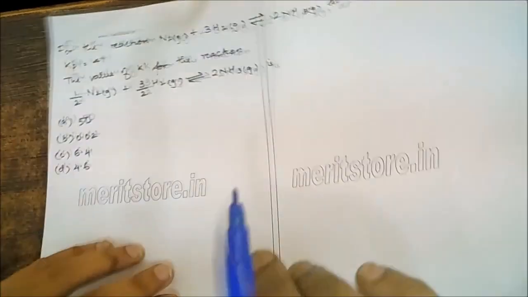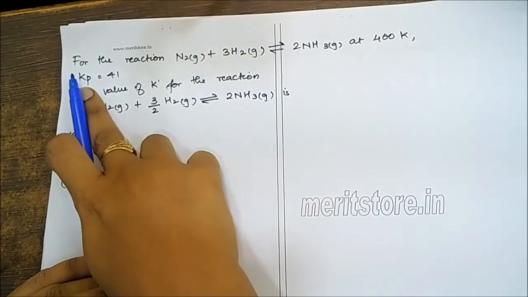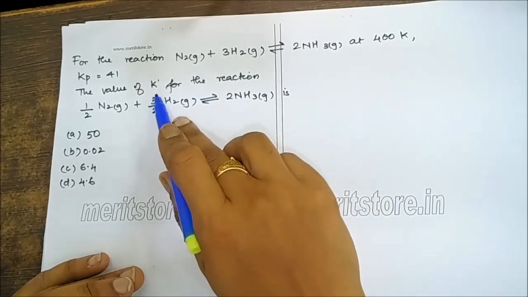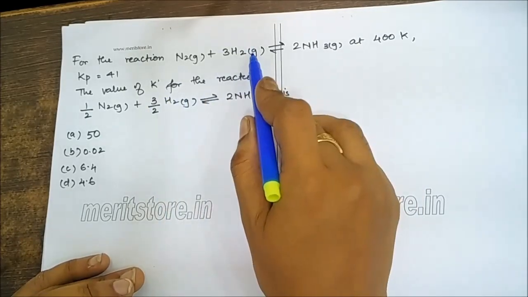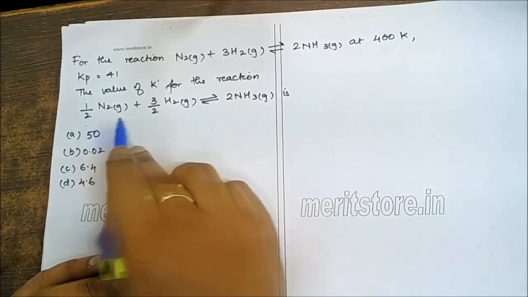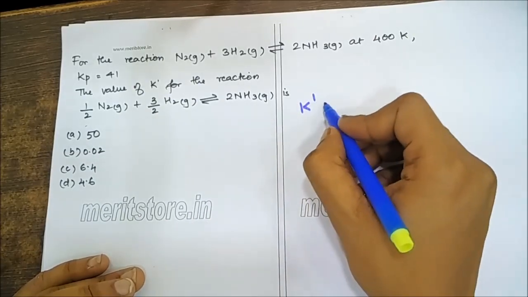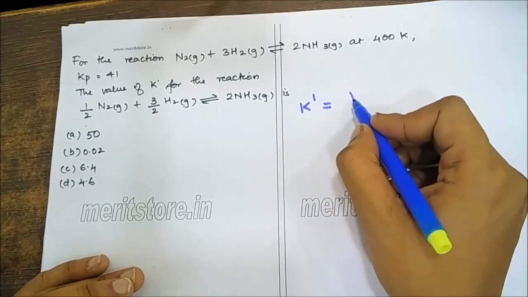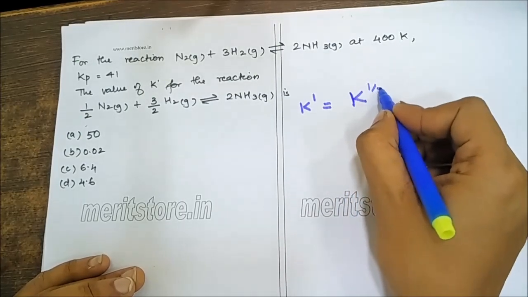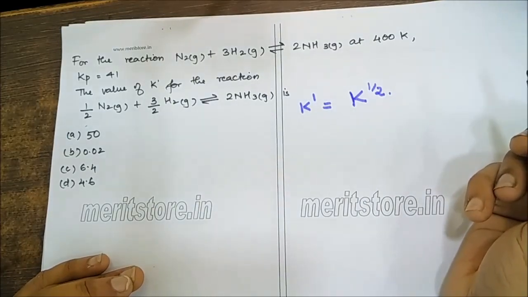Next. See, for this reaction at 400 Kelvin, Kp is given, that is, the equilibrium constant is given to me, and we are asked the value of K dash for this reaction. The reaction which is given to us, if it is multiplied by half, then we get this reaction. And remember, when we multiply the equation by half, K dash is nothing but K raised to half. Okay, K raised to half.